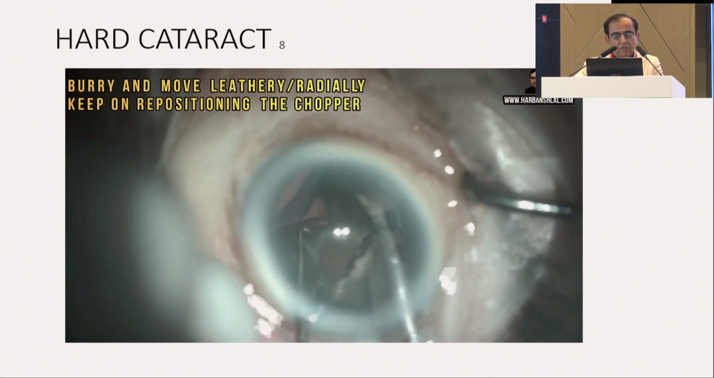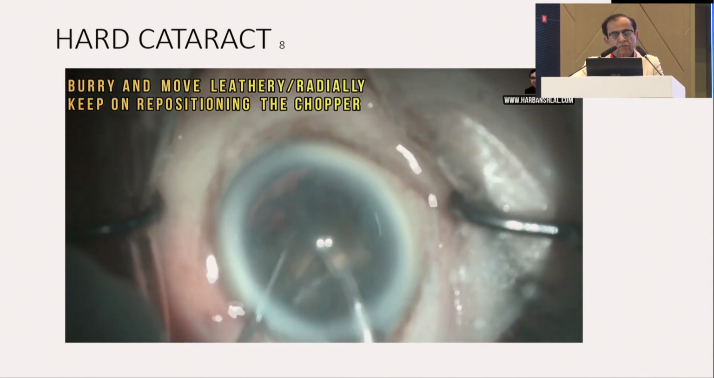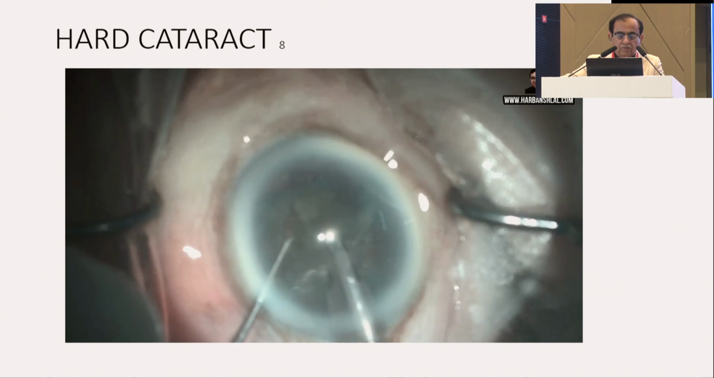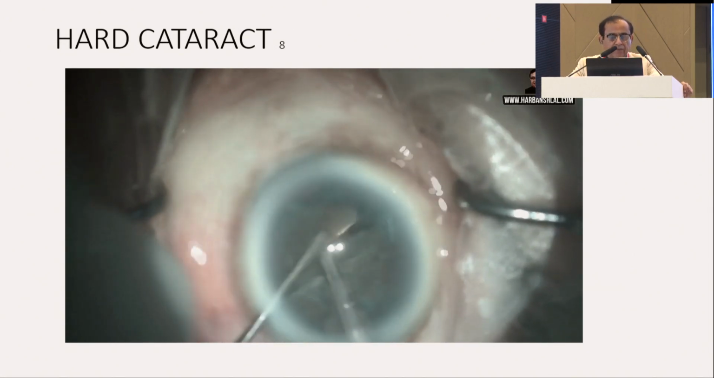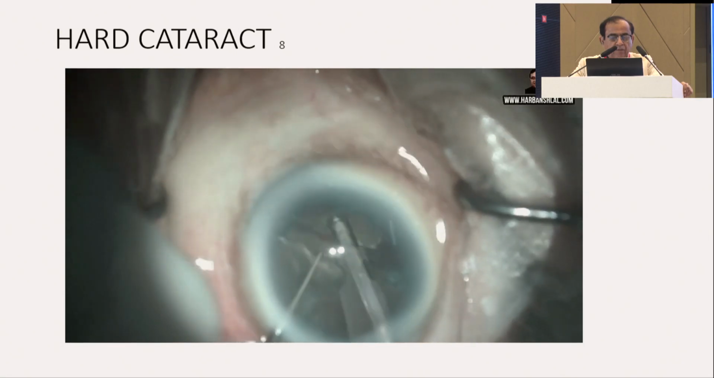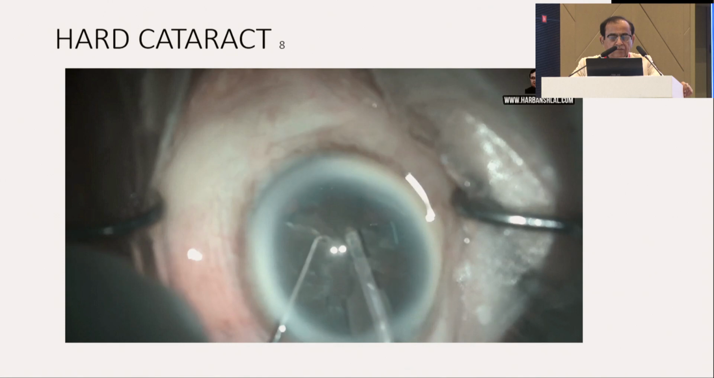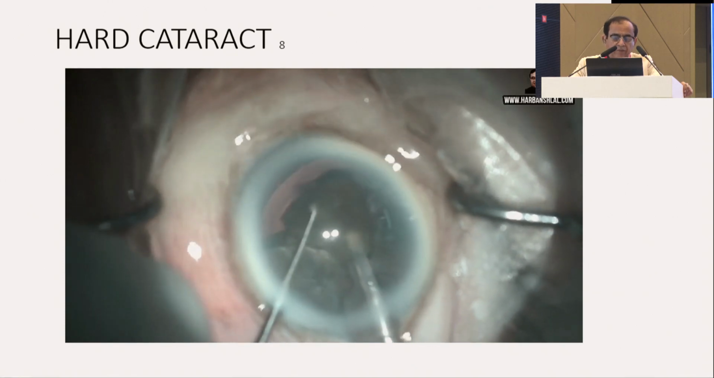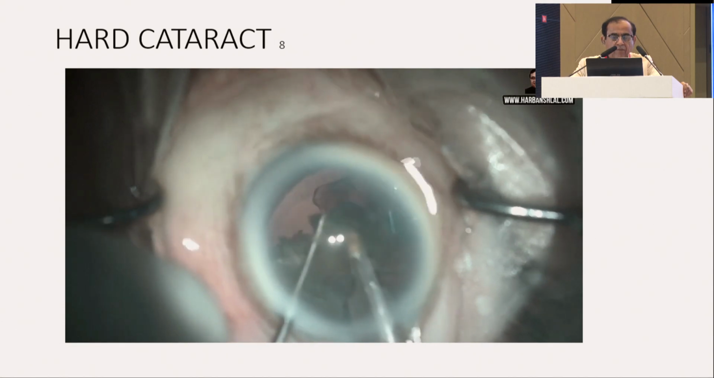Separated nuclear fragment should be as small as possible. They should be further broken mechanically by chopper. This improves the flowability of the fragment and prevents inadvertent damage to corneal endothelium. Use the combination of lateral and radial separation to tear the leathery fibers.